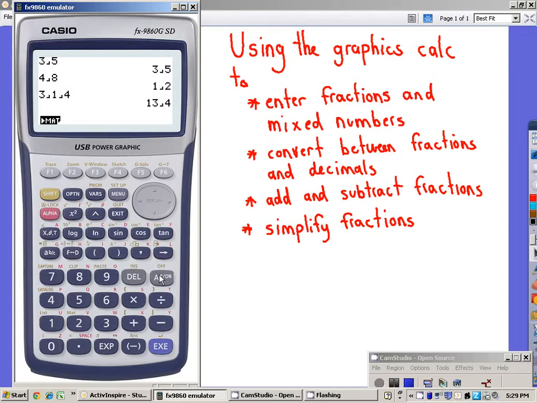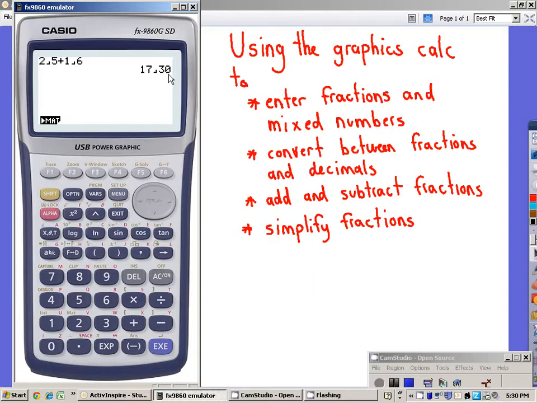Let's clear that screen. In order to add fractions, we can simply go, for example, 2/5 plus 1/6. We would go 2 ABC 5, that's 2/5, plus 1 ABC 6, and then press equals or EXE, and again the calculator does all the thinking for us and works out the answer. And notice naturally the first fraction is in fifths, the second fraction is in sixths. The calculator has worked out all of this common denominator stuff that we need to work out.